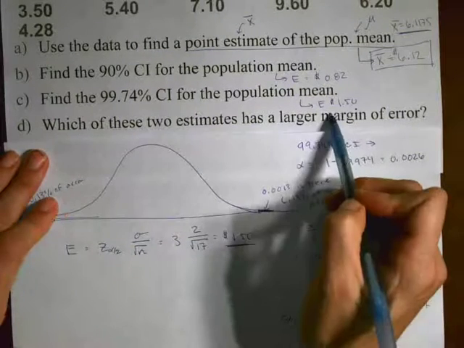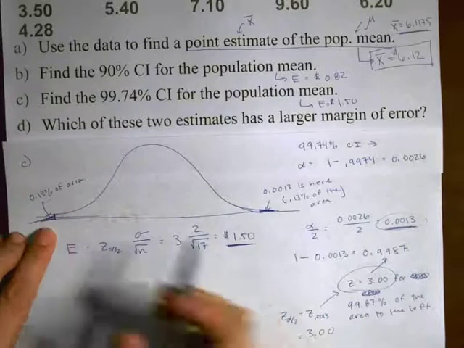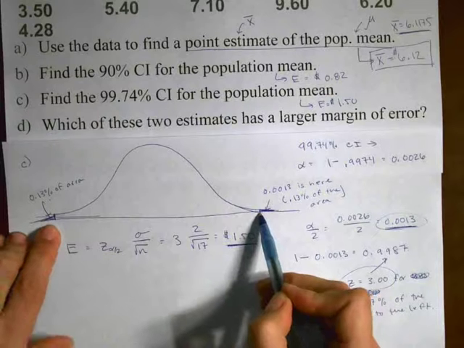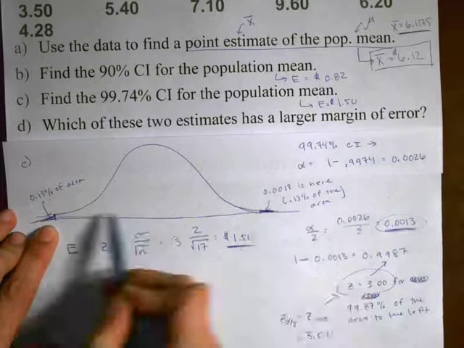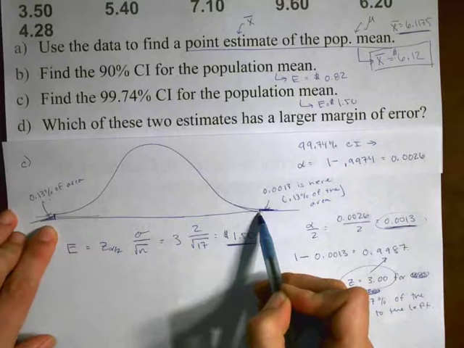For part C, I have a margin of error of $1.50. And I'm going to skip ahead to part D, which one has a larger margin of error? It's definitely part C. And does that make sense? I hope that it makes sense, right?